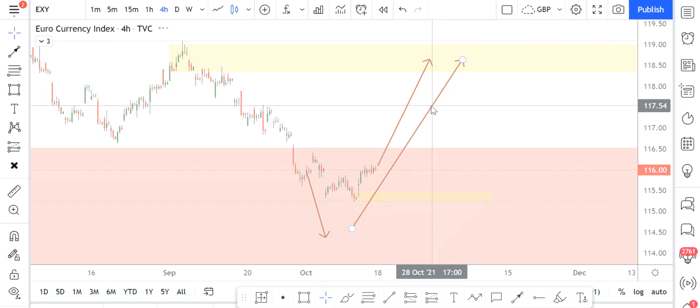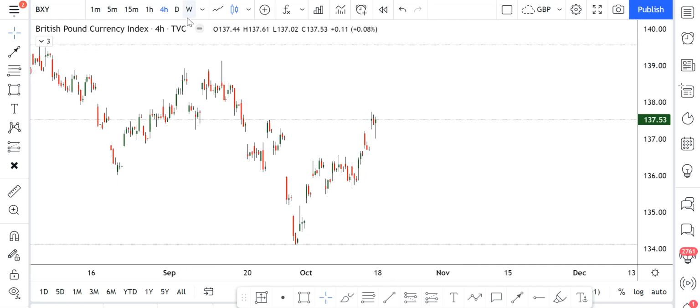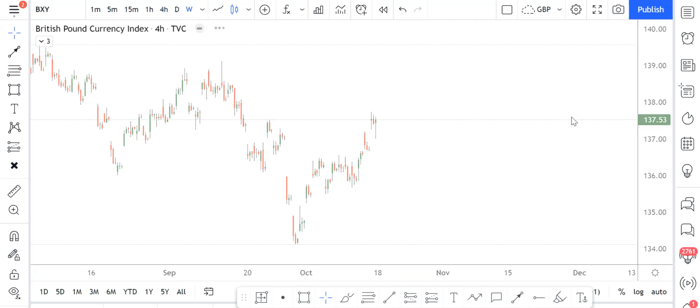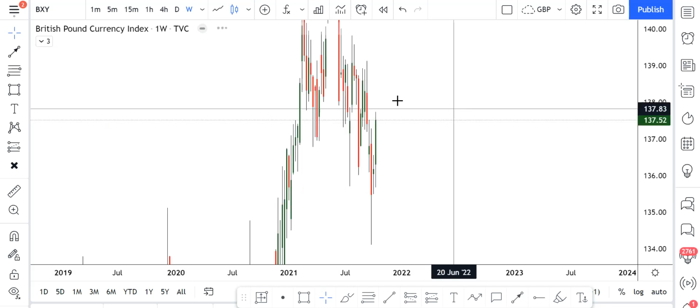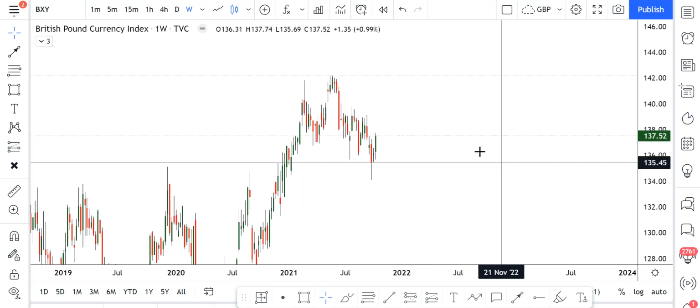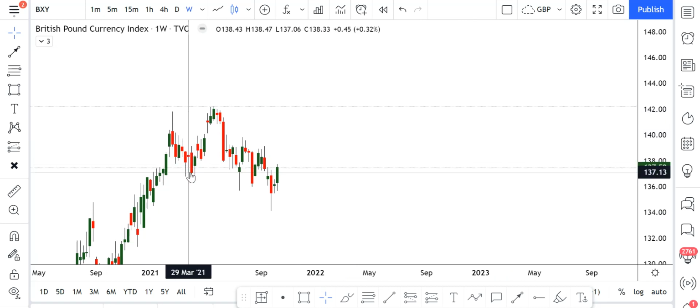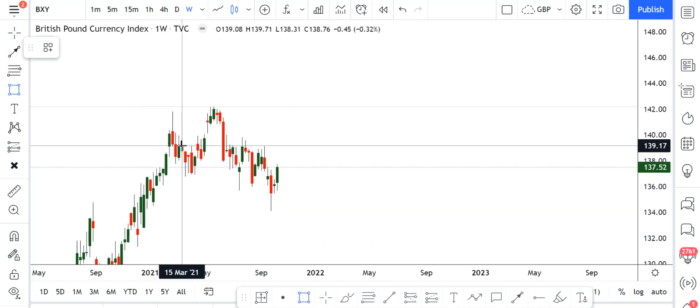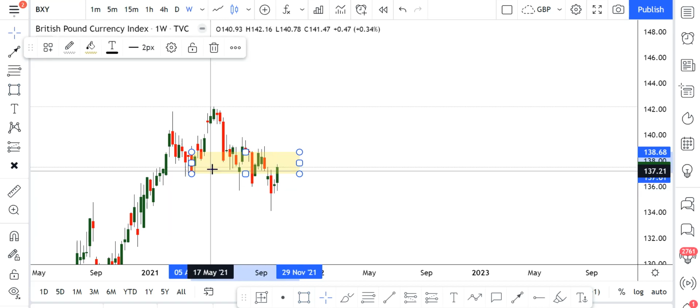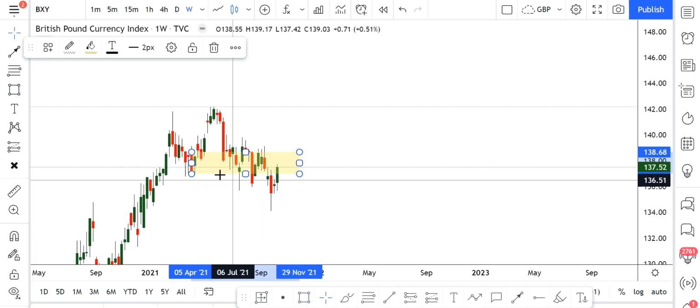Now let us check the next pair we have on our list. Now the next pair we have on our list is the GBP index. And let us see what the weekly time frame is telling us when it comes to the GBP index. Now, we can see that we've made this high, we came down. That means that we had a demand zone at this particular place that was broken to the downside.